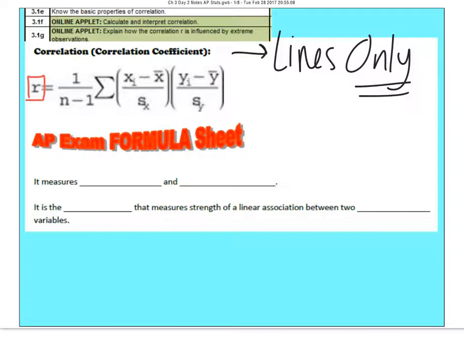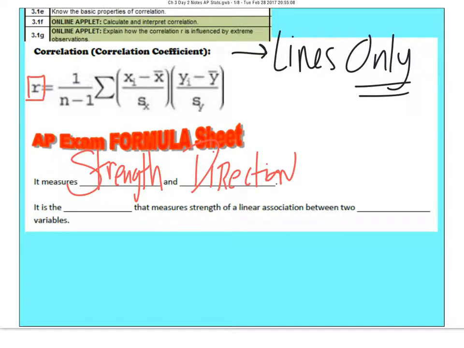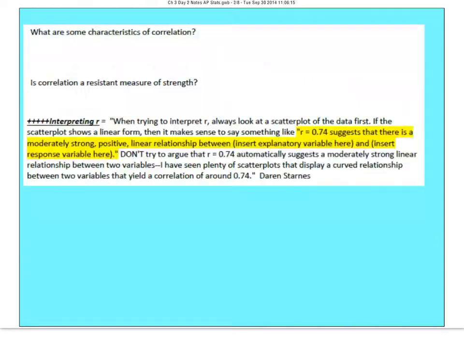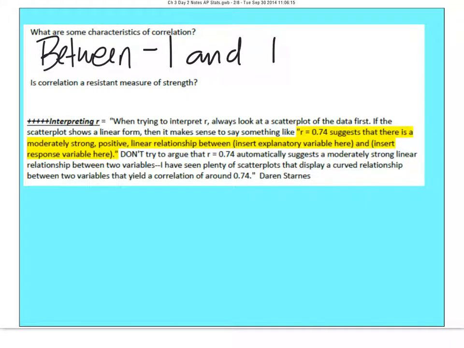And here's the key thing: it measures two things. It measures the strength and the direction of your data. It is always going to be a number, and it measures the strength of the linear relationship between two quantitative variables. So what do the strength and the direction actually mean? Well, the strength is that it is between the numbers -1 and 1. So yes, it's within this range.